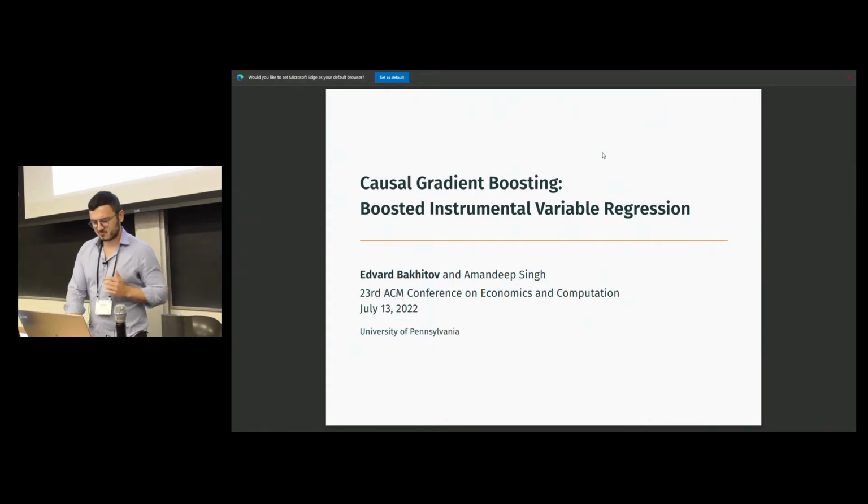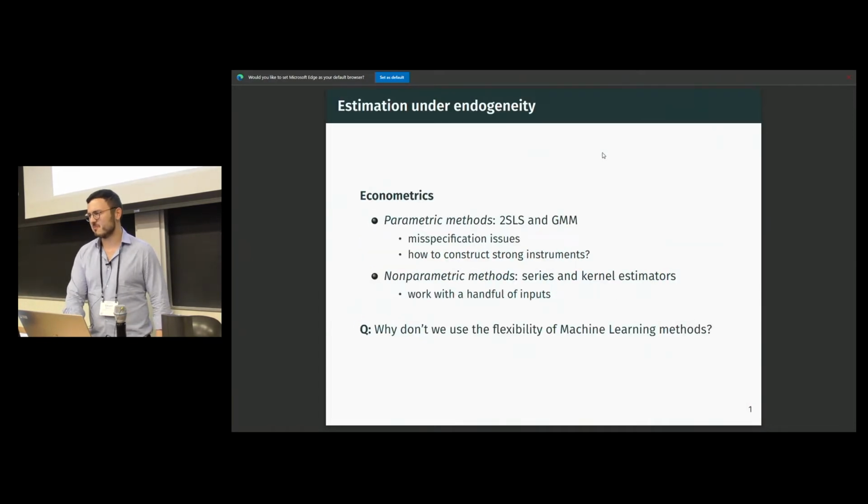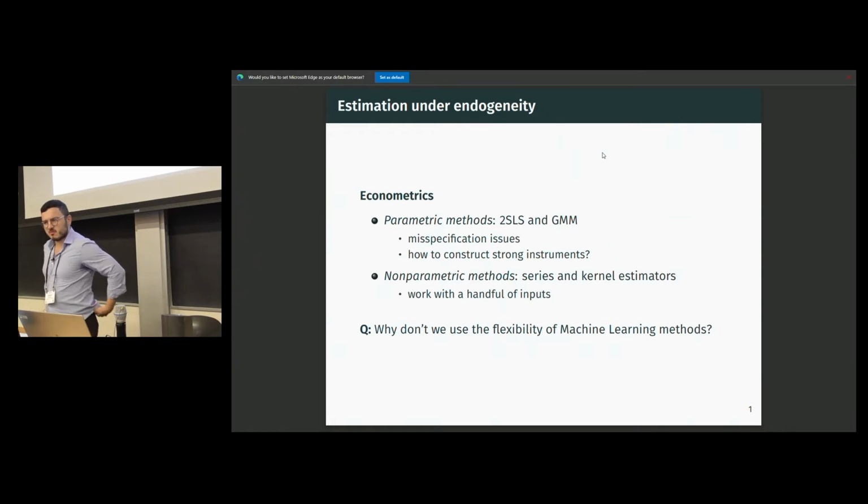Okay, so we're going to change gears quite drastically compared to the previous paper. The focus of this paper is going to be endogeneity. Endogeneity is one of the most common statistical issues that applied economic researchers face in their research, and that's why the econometric literature has a long history of dealing with endogeneity using observational data.